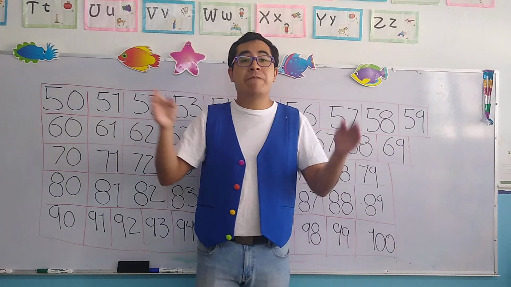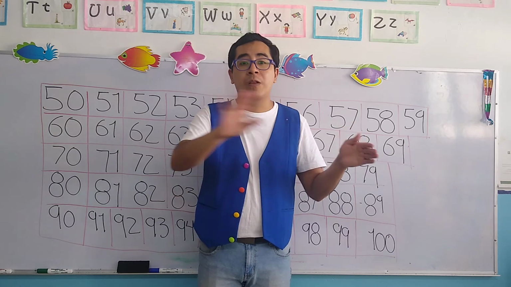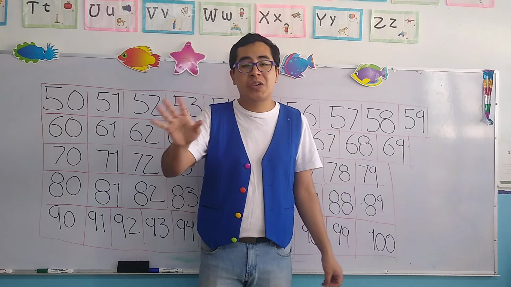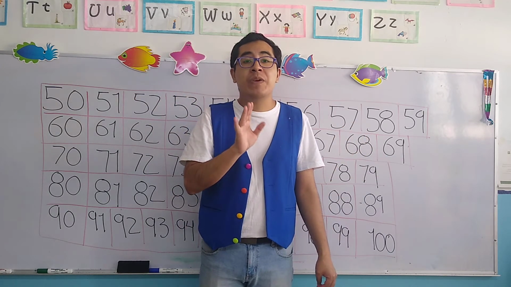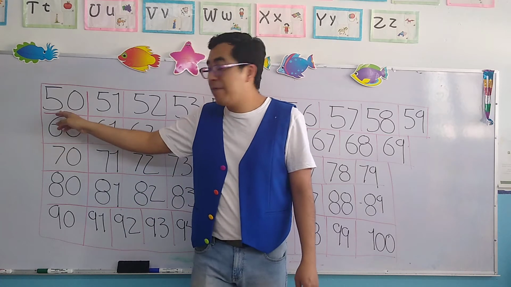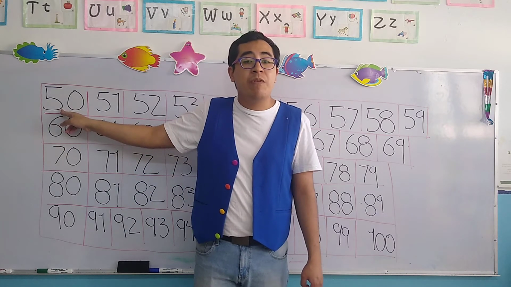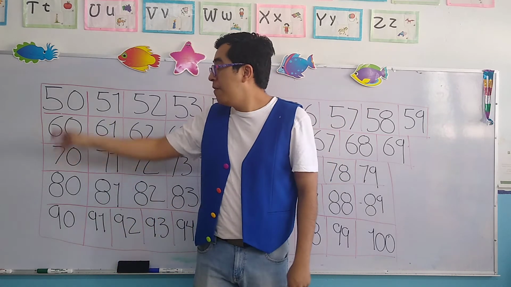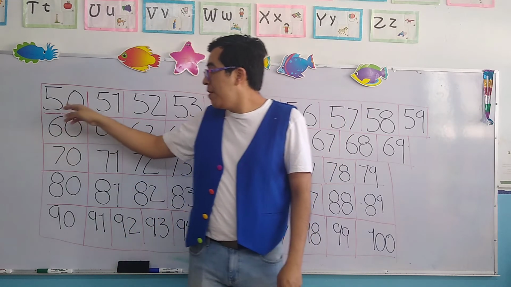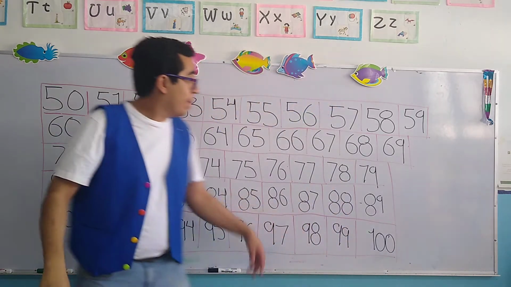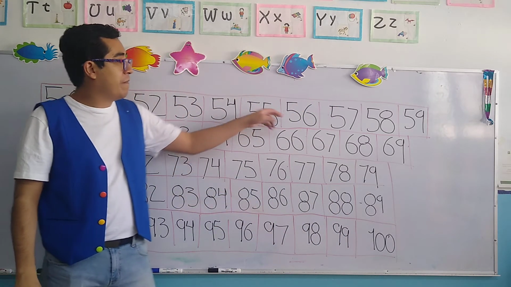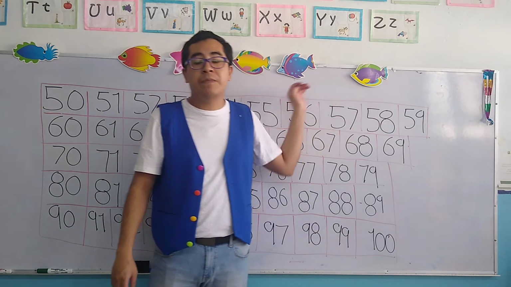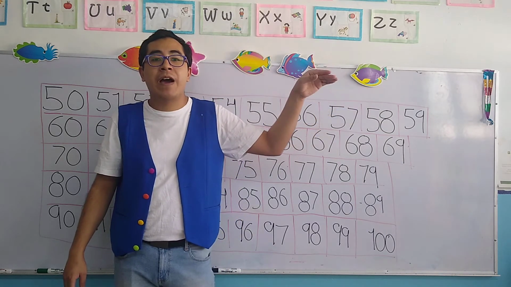Now remember, the family of the 50s, all of them, todos ellos, they are going to begin with the number 5. Van a comenzar con el number 5. All number 50s, they begin with the number 5. We have 5 here, 5, 5, 5, 5, 5, 5, 5, 5, and 5. All of them begin with the number 5.